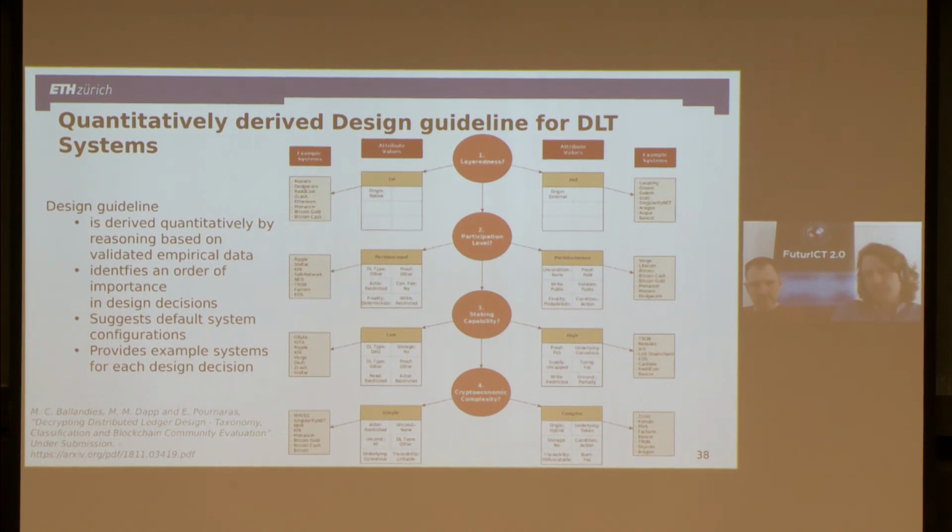And then, what should be the participation level in your system? Do you have some staking? And what is the general cryptoeconomic complexity? And what we provide, for each option one chooses, is a default attribute value configuration, and also example systems which more or less align with these choices. And the significance of this approach is that this whole guideline is derived quantitatively from this validated empirical data.